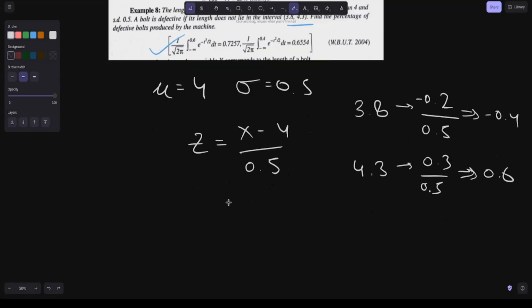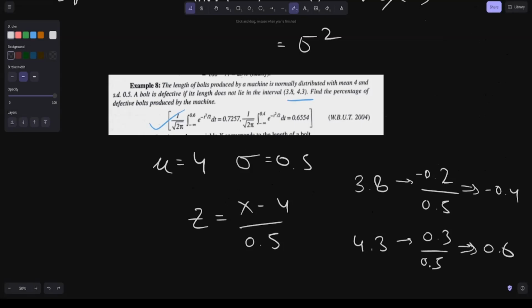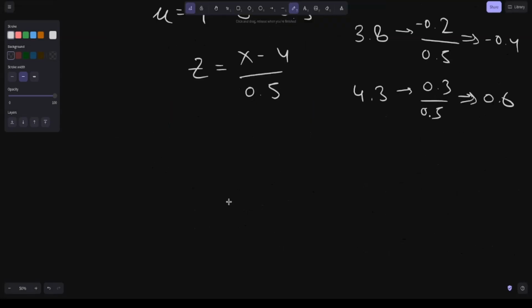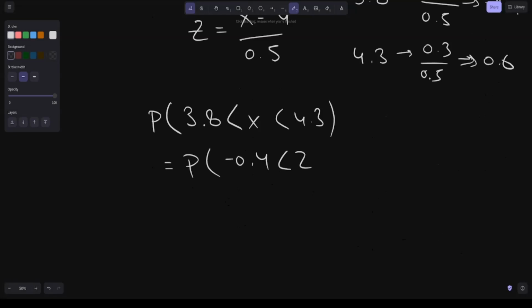So yeah, let's move on now. What is the probability of the percentage of defective bolts? If it is defective, it is not in this interval. Basically I think we should solve it like this. Let's find the probability in that range. P of 3.8 < X < 4.3, so that comes out to be P of -0.4 < Z < 0.6, right?